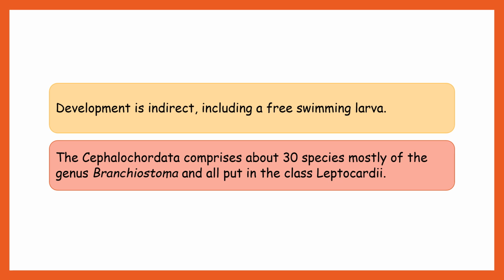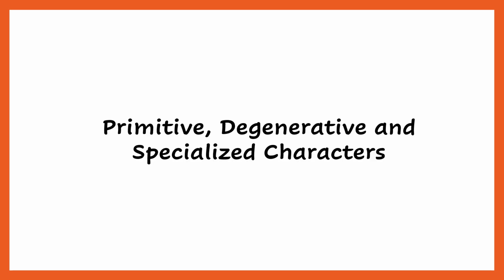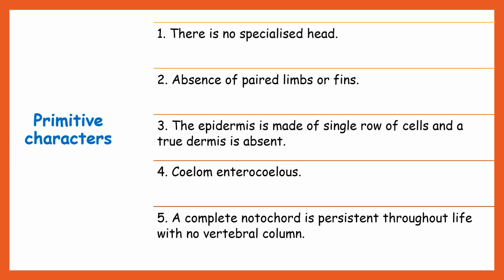The cephalochordates comprise about 30 species. Mostly they belong to the genus Branchiostoma and are all kept in a single class named Leptocardii. Now we will discuss the primitive, degenerative and specialized characters. The primitive characters are: no specialized head is present. That means a clear-cut demarcation is not present.